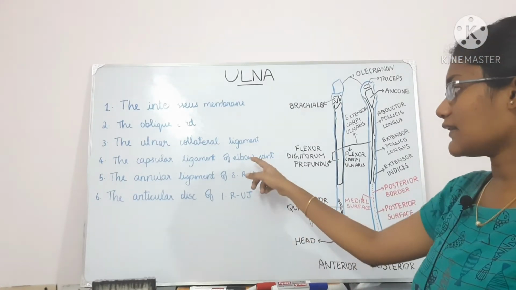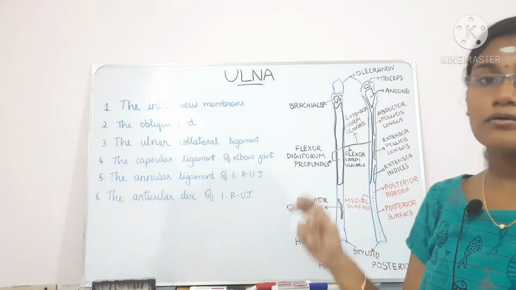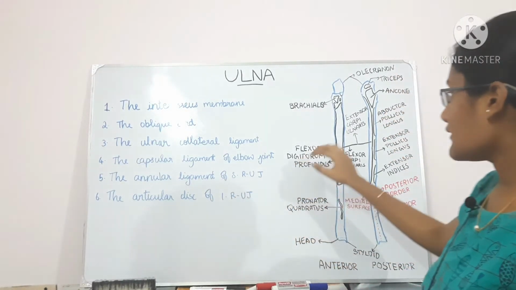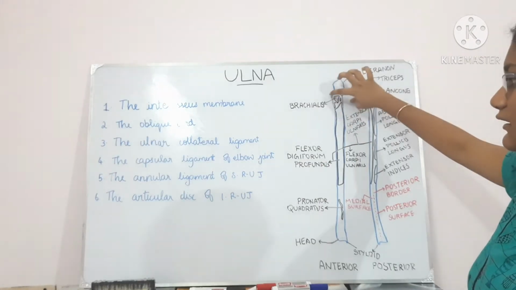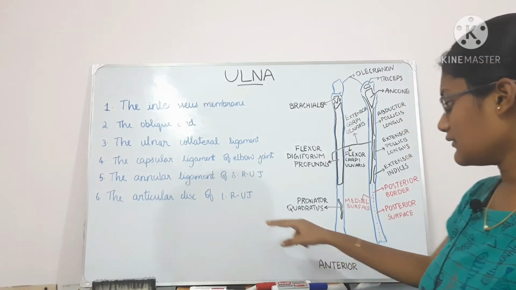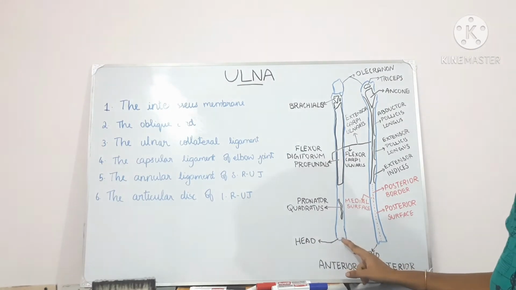So you can say that the capsular ligament of the elbow joint is attached to the olecranon process and the coronoid process. The annular ligament of the superior radioulnar joint is attached to the two margins of the ulnar notch, and the articular disc of the inferior radioulnar joint is attached to the part just lateral to the styloid process.